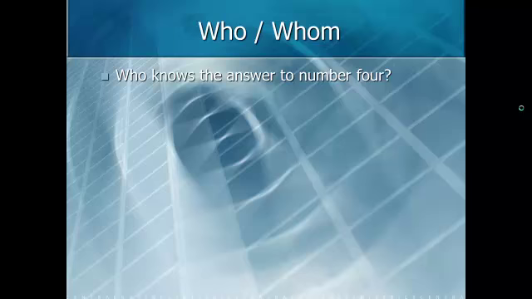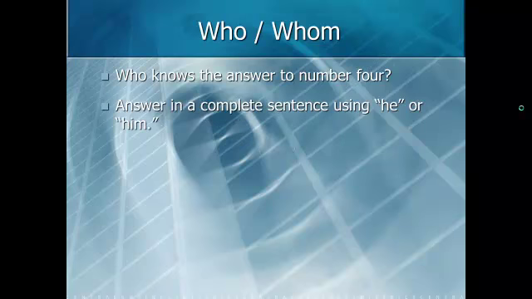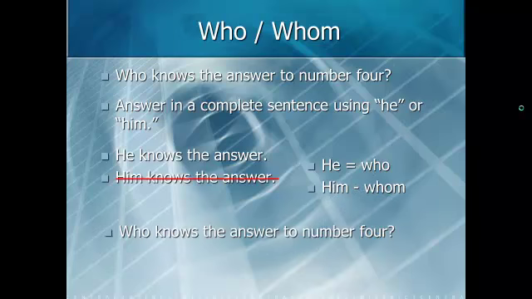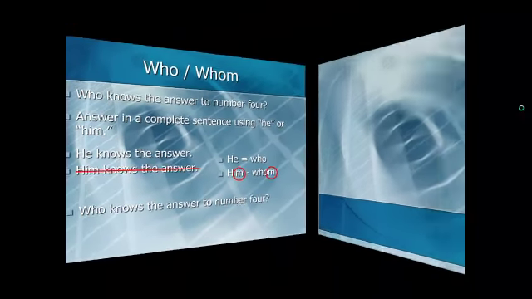You don't believe me? Let's try it the other way. Who knows the answer to number 4? Okay, so remember, answer in a complete sentence using he or him. Okay, he knows the answer. Is that correct? Sounds okay. Him knows the answer. No, that's Tarzan talk. We don't do that. We know that he is the correct answer. He would equal who in the question, as him would equal whom. So we go and we look. Who knows the answer to number 4? That's correct, because we didn't use a him, so we don't have the M there. We don't need the M there.